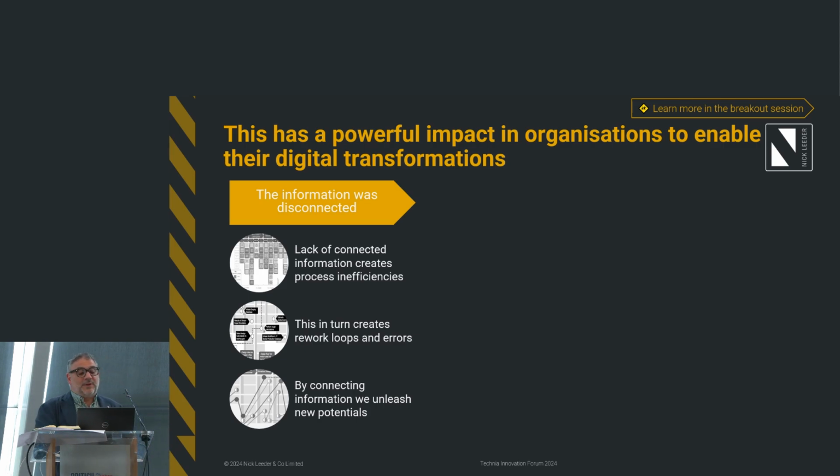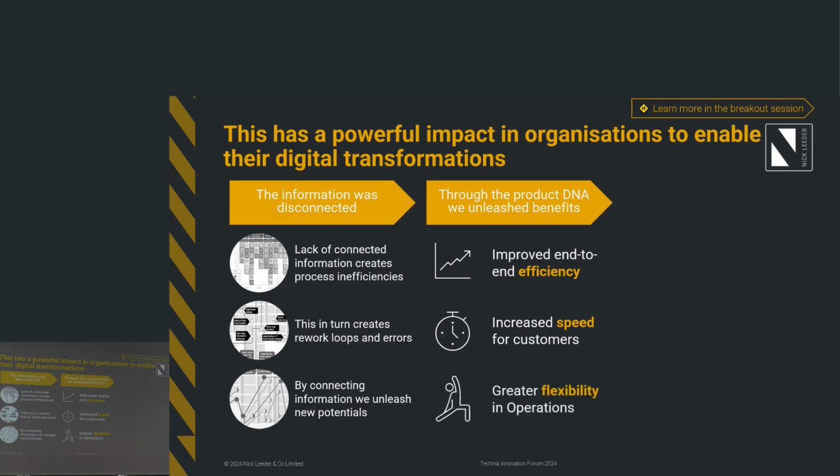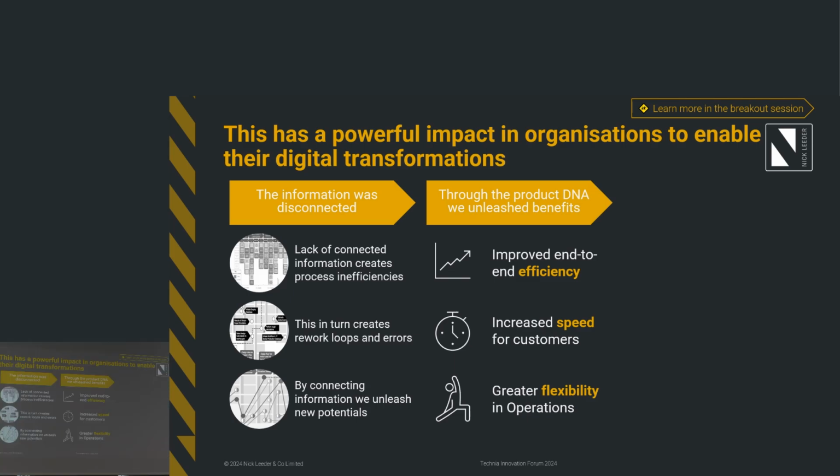What were those benefits? End-to-end process efficiency. We're not talking about engineering efficiency. There was one gain there. Actually, there was a slight increase in some areas of engineering. But in manufacturing, there was huge benefits. In the sales side of the organization, huge benefits as well. They were able to respond to customers faster. And in the manufacturing processes, there was a lot more flexibility that we enabled because we're able to share that information.